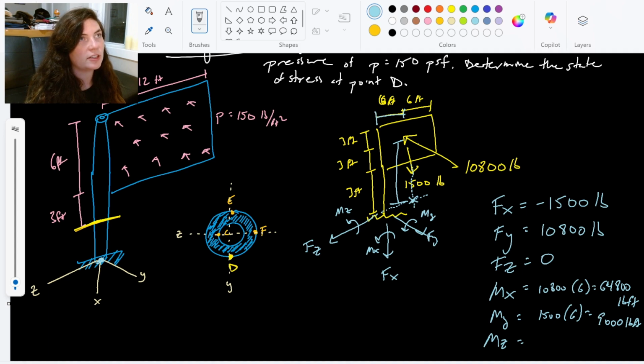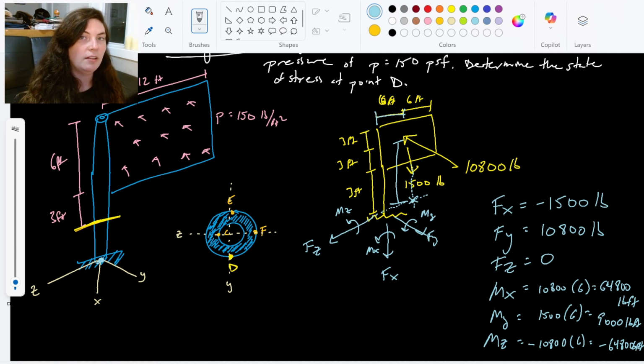Now notice that this is actually going in the same direction that I've drawn Mz, which means my Mz is negative. Negative 10,800 times 6, negative 64,800, right? We want them to go in opposite directions. They're counteracting, they're reacting to those forces.